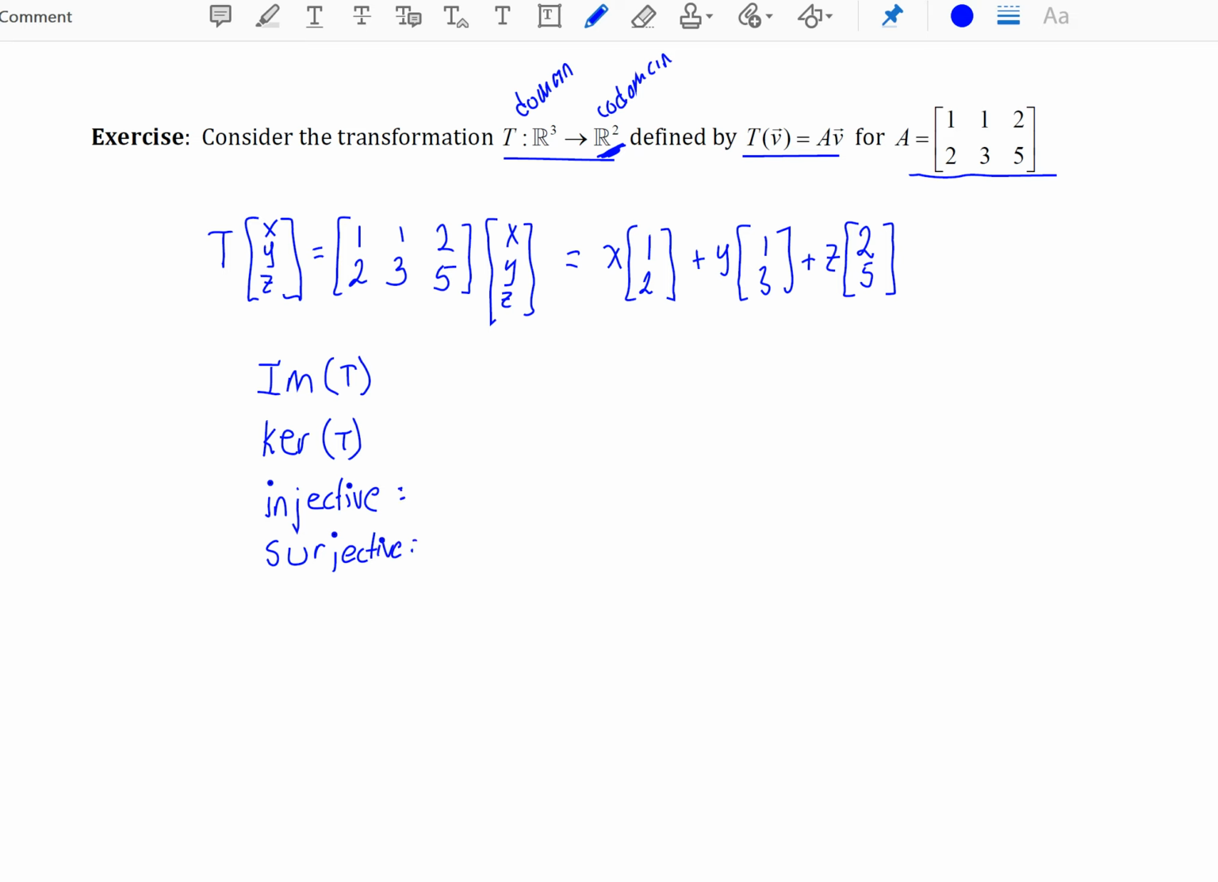And there's not one unique way to go through and answer all of these questions. There are different ways to answer it. But I'm going to start with the image. Remember, the image of T is going to be all the possible linear combinations of these three vectors. Or to put it another way, it's the same as the span of these three vectors.